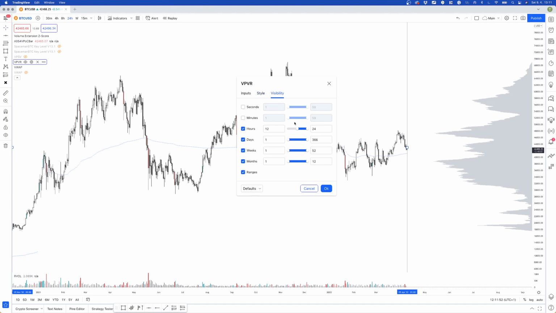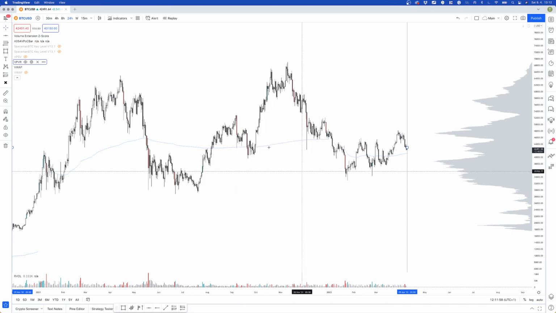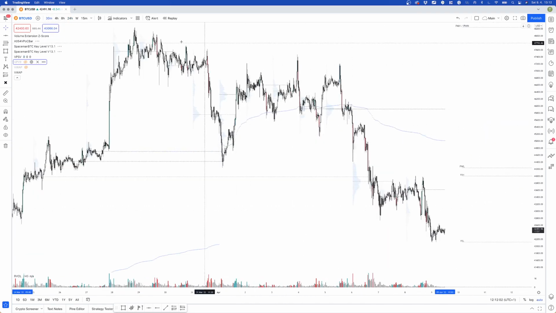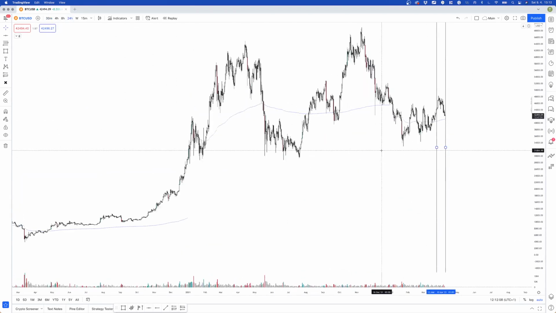The visibility, this is a cool thing. In TradingView I have just set it up to see it on 12 hours and above, so when I go to a 30-minute chart, there is not this kind of a visible range from the last few days. I don't really care about that.